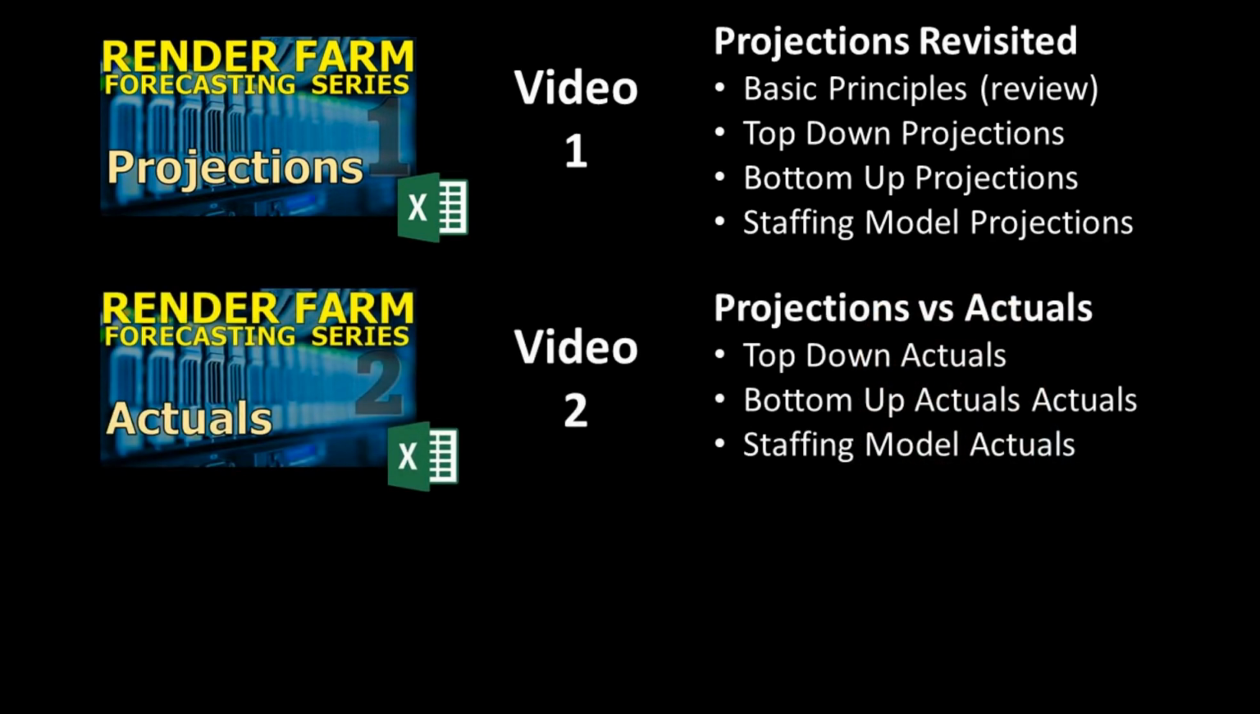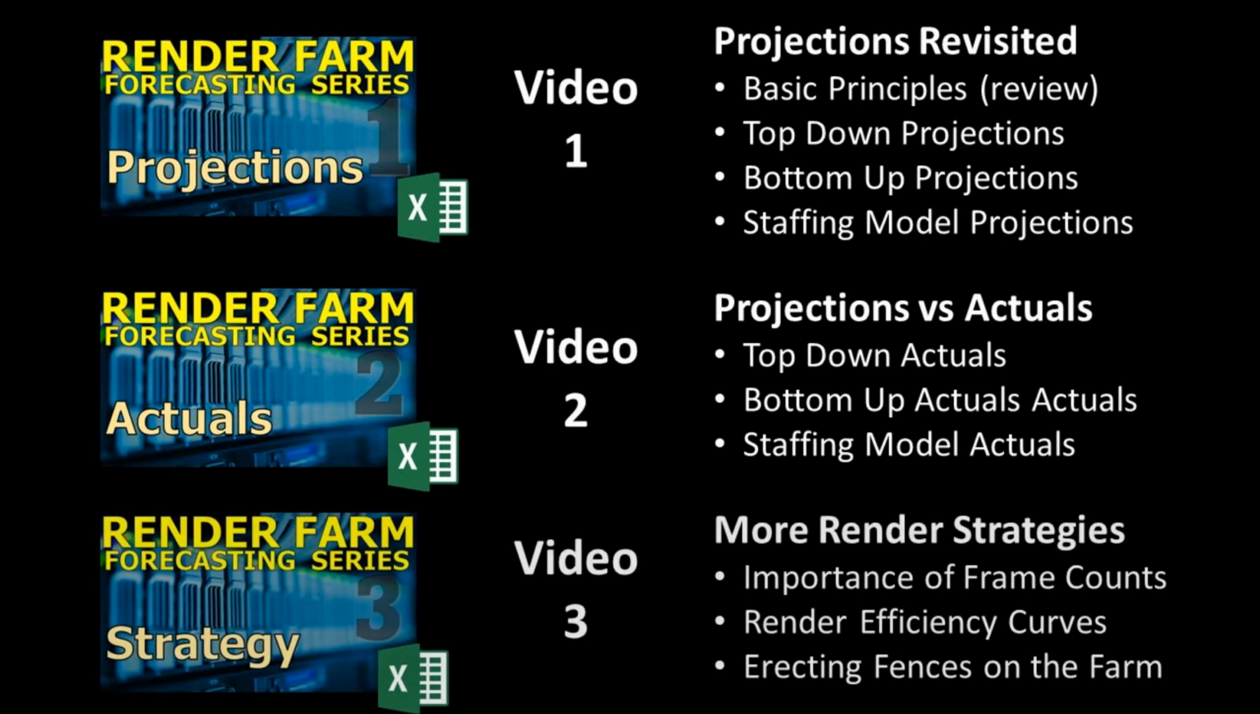Then in the second video, we're going to dive into actuals. This is where you look at the results of how the week went or the month and compare it to what you were projecting to help you with future decision making. And then finally, in the third video, we're going to talk about some other render strategies, such as frame counts, render efficiency curves, and other ways to erect fences on the render farm or create various silos, and the benefits and the costs that come with those decisions.